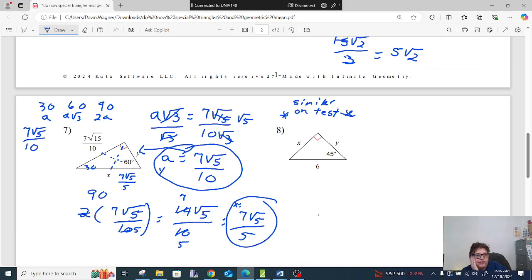This would be the one that'd be similar on the test. So if across from the 45, we know that we have a 45, 45, 90. We know that would be a square root 2. Across from the 90 is what? 6. But I have to solve for a because I'm not given the smallest side. So I have to do a square root 2 is equal to 6.